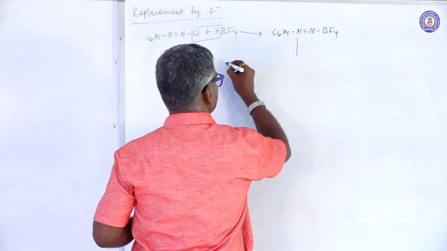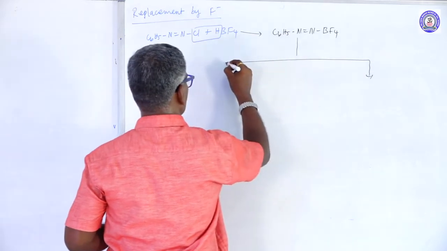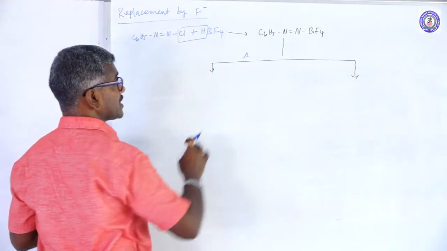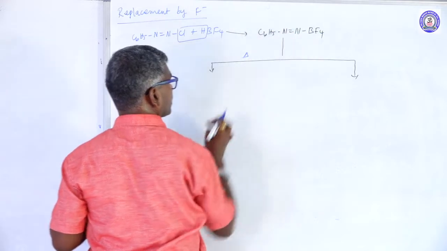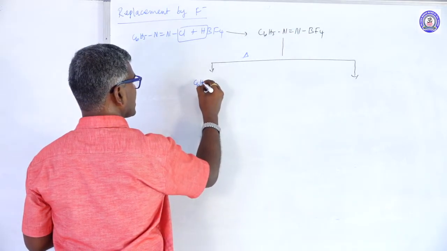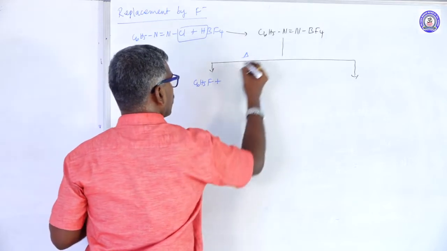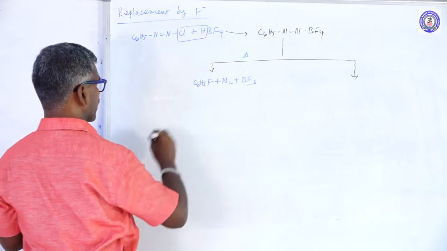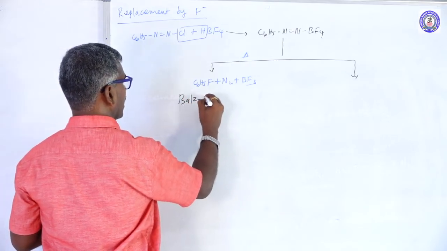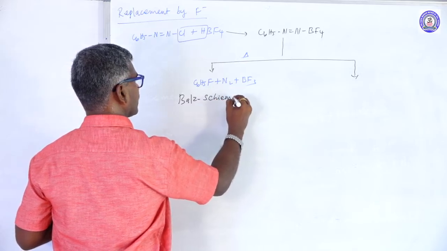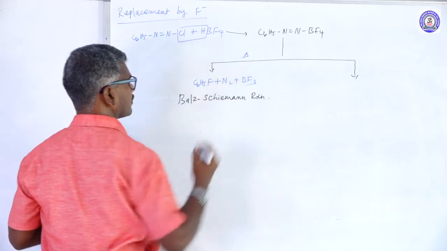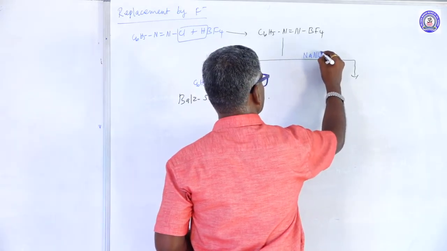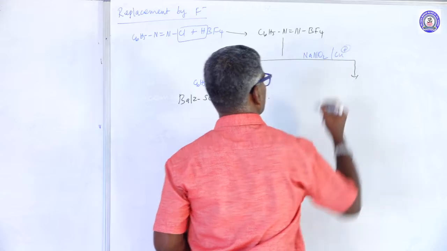This goes in two ways. The first one is heating. Heating means fluorine reacts with the benzene compound to form C6H5F with removal of N2, and BF3. This reaction is known as the Balz-Schiemann reaction. Another way, in the presence of sodium nitrite, copper as a catalyst.